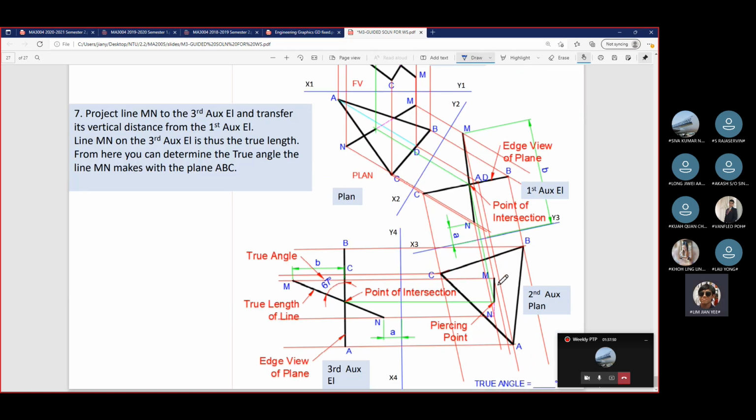Now recall MN. You take the values from here. So M is very long, N is very short. So here M is very long, N is very short. Now you got the true length of line MN. You got the edge view of ABC, and this will be your angle, 67 degrees.